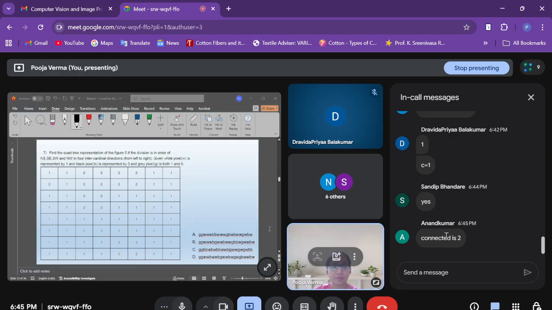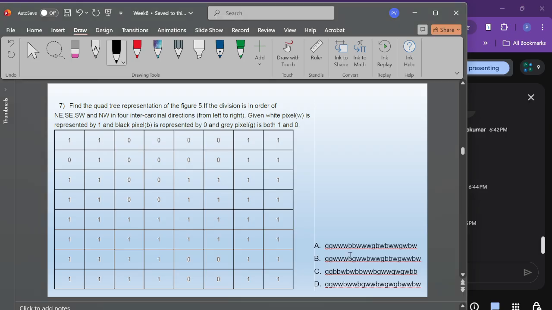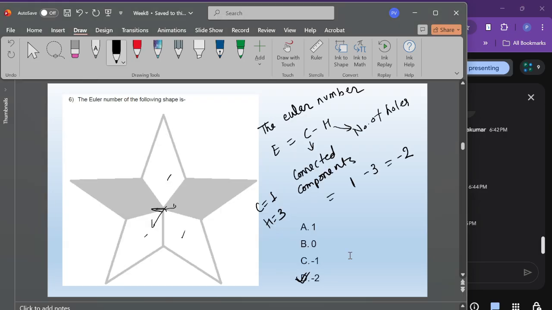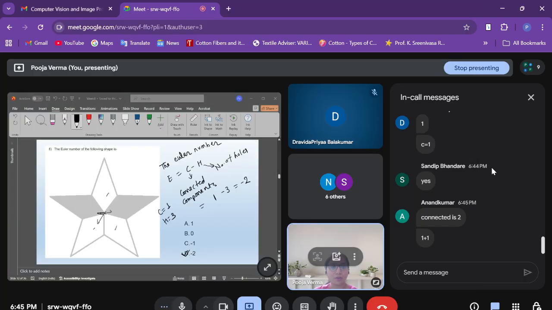No, connected is one. If you see, only one connected component is there, no? Only one connection is there. If this one is also gray, then it will be two. It will be connected between the two. No, no, not. It is counted as one. It is a connected component. How many connections are there between each other? So it will be counted as an individual if you are calculating like this. Is it fine, Anand? Can we move or do you want more clarification?